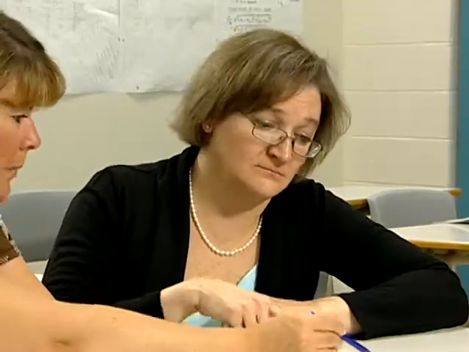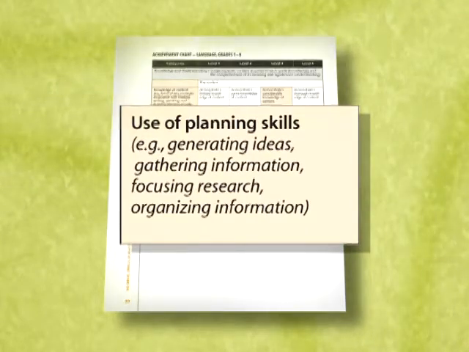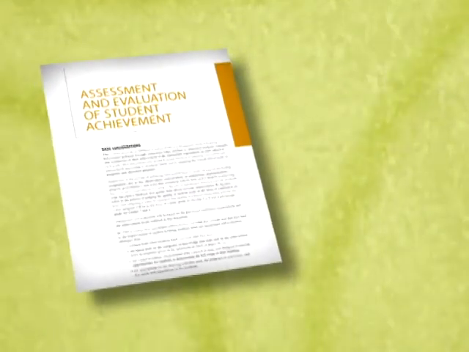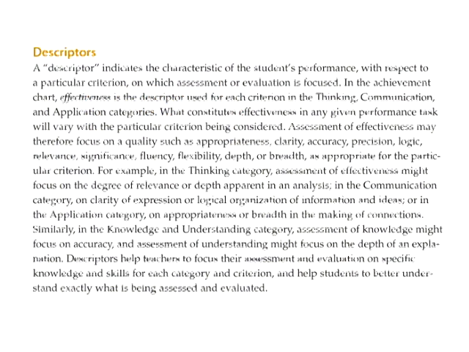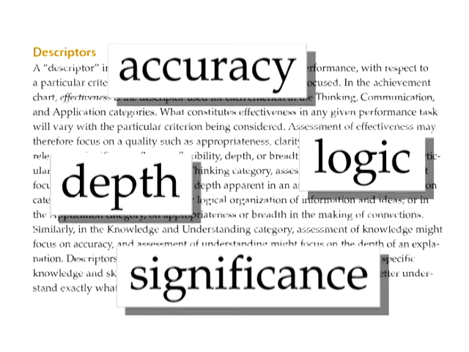Next, they determine the success criteria. What characteristics, traits, or qualities will they look for in the student's performance? The achievement chart for each subject provides a starting point for identifying the criteria. In the revised curriculum documents in the section on assessment and evaluation of student achievement, teachers will find a list of descriptors and be able to determine the specific descriptors of effectiveness for a particular product or performance. Things such as accuracy, logic, significance, or depth. Descriptors help clarify for students the characteristics of the performance, which is the focus of the assessment.